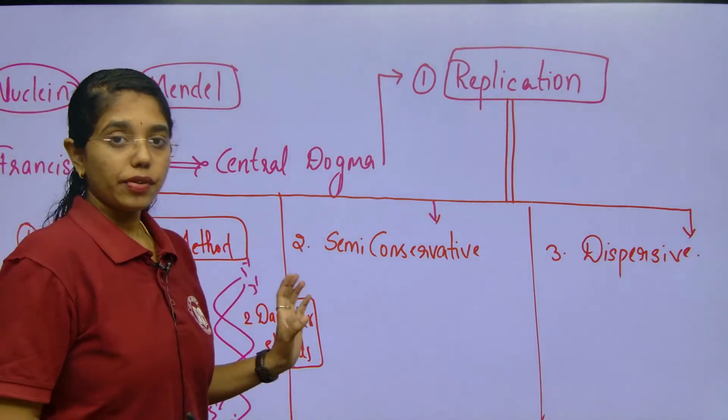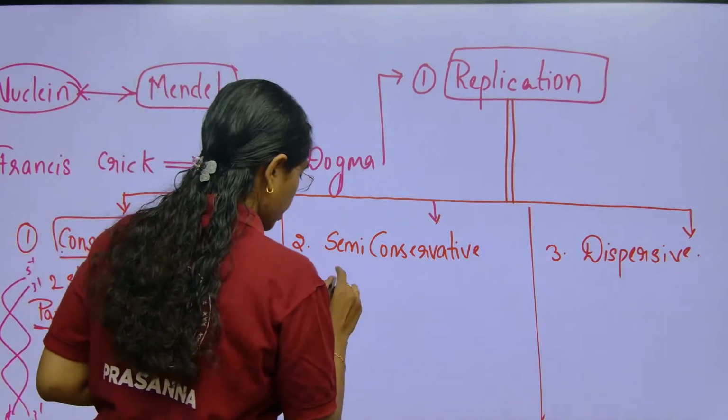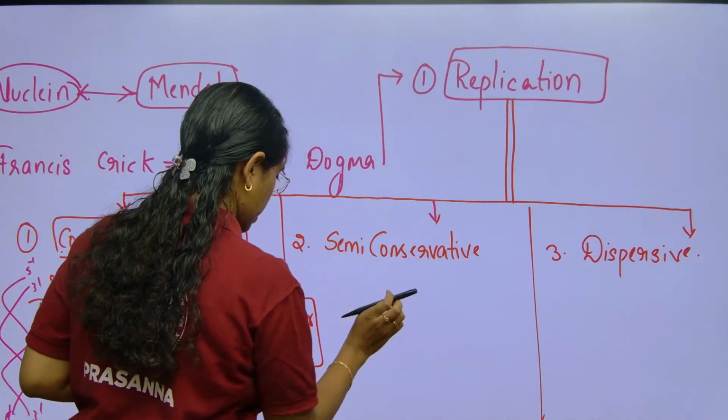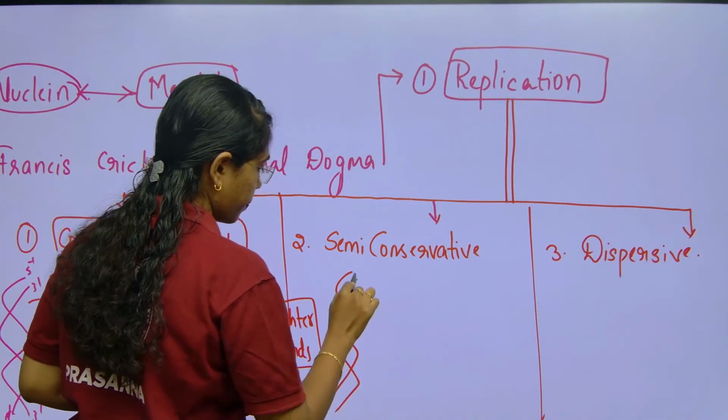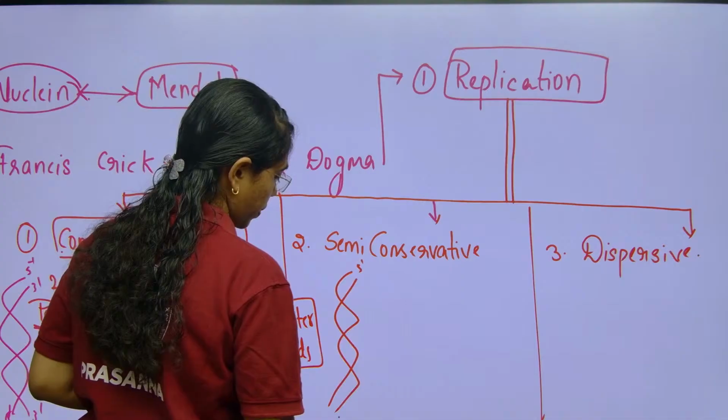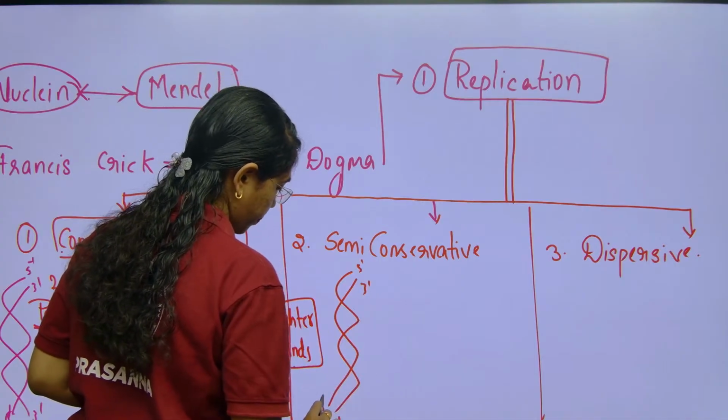In the semi-conservative method of DNA replication, if you consider this as the parental strand, 5 prime to 3 prime, 3 prime to 5 prime.